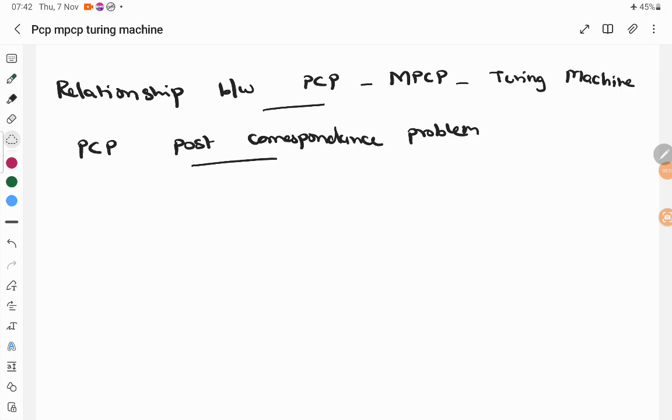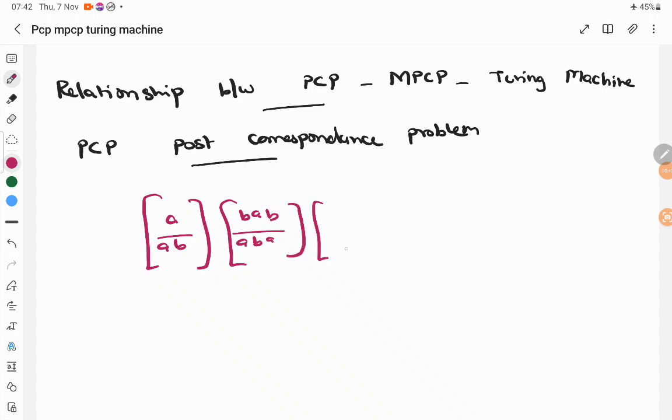So first, I'll start with what is Post Correspondence Problem. PCP is Post Correspondence Problem. This is a normal puzzle problem, a puzzle which has some set of dominoes like this. Okay, like I'll take one example. This is one domino. So like this is one single set, we call it a domino. So we have three dominoes here, 1, 2, 3.